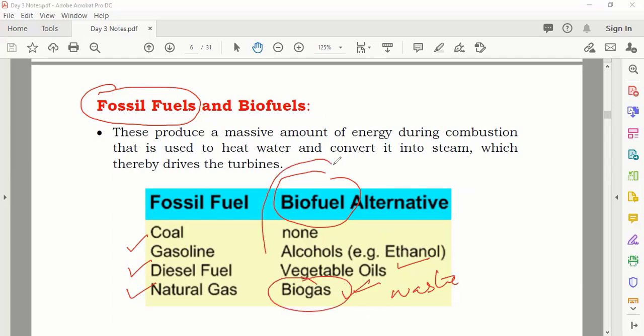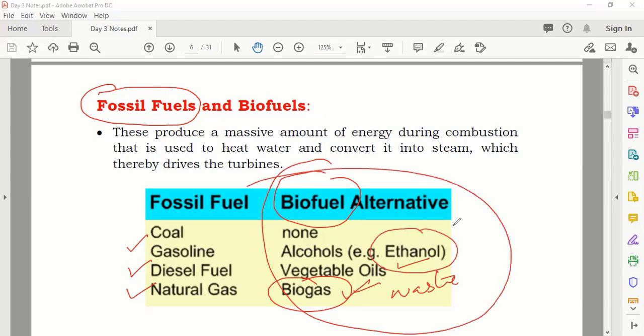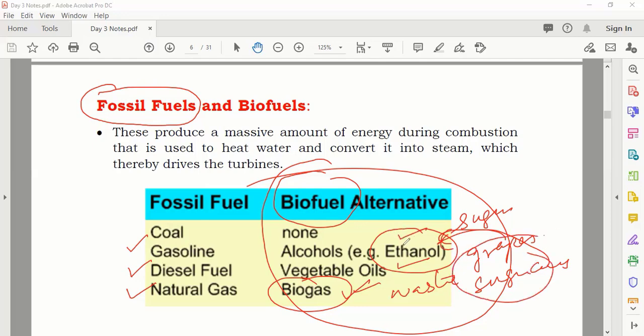So these are biofuels. And alcohol. You can produce alcohol from sugar, and any fruit which has sugar, you can convert into ethanol. For example, grapes you can convert into alcohol, and sugar cane you can convert into alcohol. So alcohol is produced, and this alcohol is used as a fuel. In some countries, instead of petrol, the cars are working on ethanol. So that is known as biofuel.